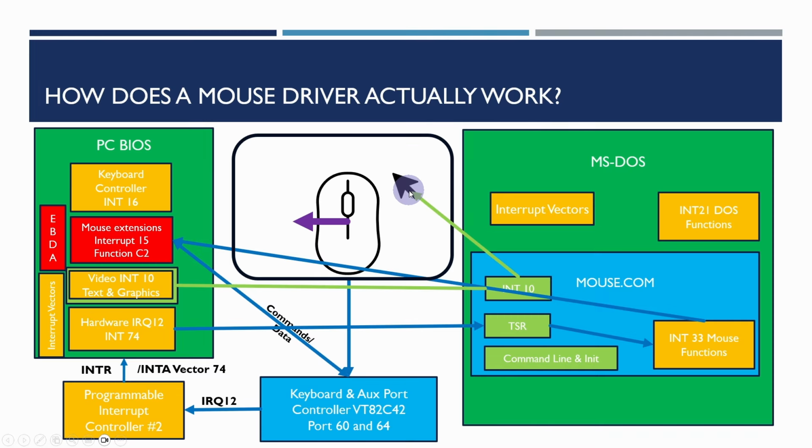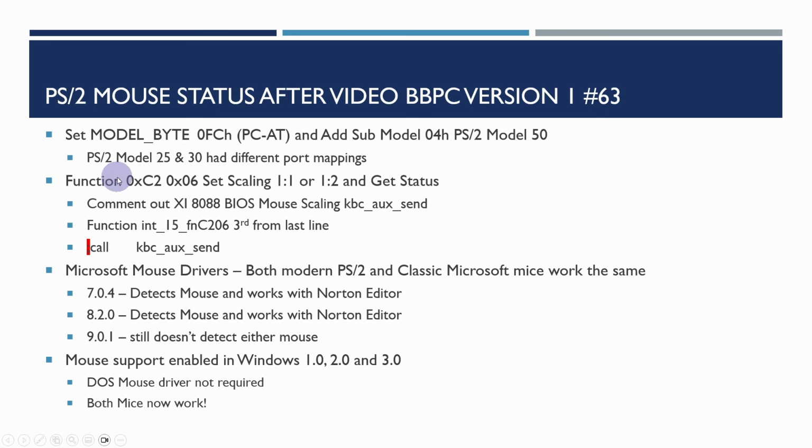Getting that working was quite complicated in the previous series. But what it turned out I needed to do is, as we've already done, set the model byte in the BIOS to pretend that it's a PS2. I think it's a model 50, which is what we've set it to, one of the mid-range IBM PS2s. There was an issue that the Microsoft mouse drivers didn't like some of the scaling functions, so I just had to comment out one line in the BIOS to do with sending the scaling information to the mouse. It turned out that the Qt mouse driver didn't do anything with scaling, but the Microsoft ones did.